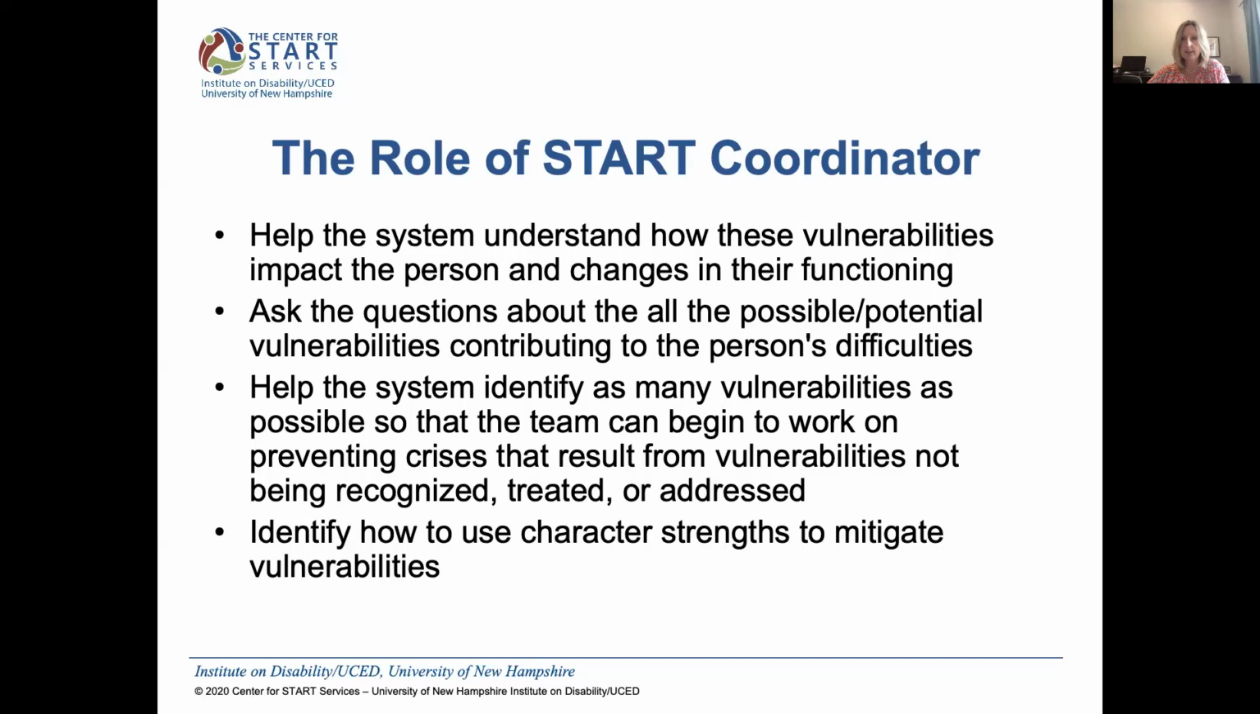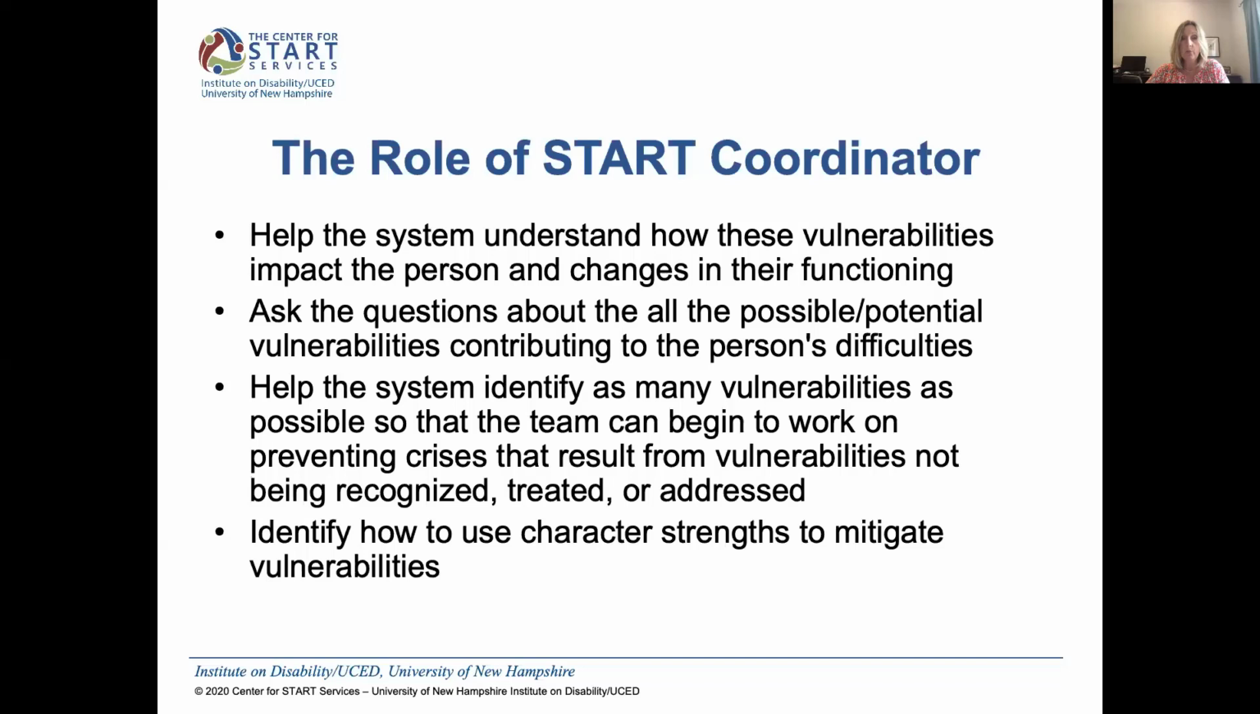Our START coordinators ask the questions about all of the possible vulnerabilities that contribute to the person's difficulties. We have many tools and means for doing this, and for asking lots and lots of questions until we find all the potential contributing factors that lead to the challenges that the person is experiencing. Then we help the system identify as many of them as possible. So as a team, the system can work to ameliorate all of those vulnerabilities so that we can prevent crises from continuing to happen. Mental health crises, behavioral health crises. We want to keep the person stable, or medical crises.